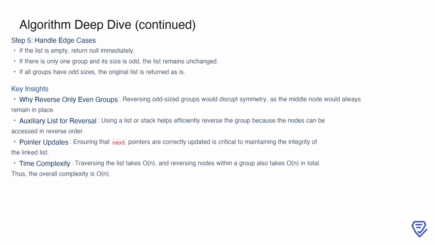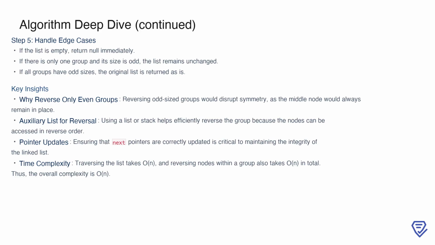When implementing this algorithm, we must also handle some edge cases to ensure correctness. For instance, if the linked list is empty, we should immediately return null, as there are no nodes to process. If there's only one group and its size is odd, the list remains unchanged because odd-sized groups are not reversed. Similarly, if all groups in the list have odd sizes, the original list is returned as is since no reversals are needed. The key reason we reverse only even-sized groups is to preserve symmetry.